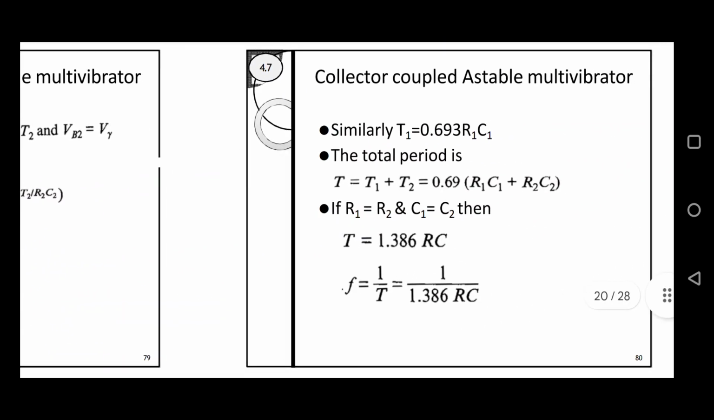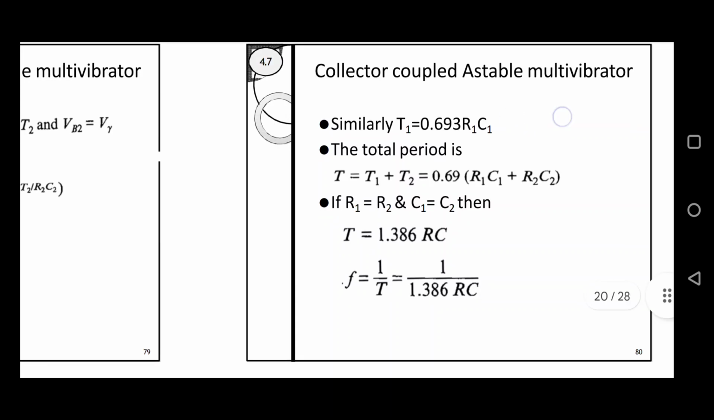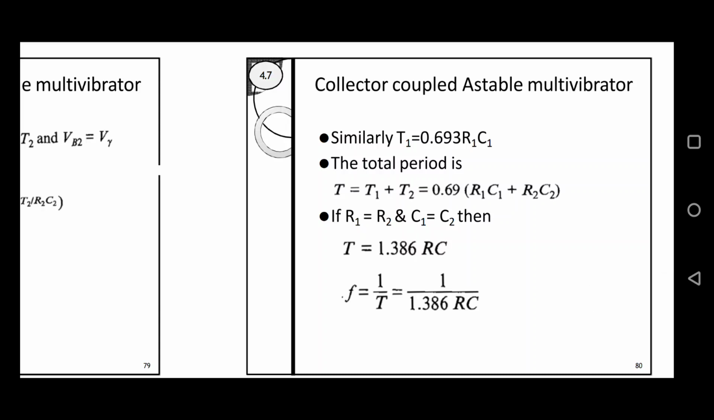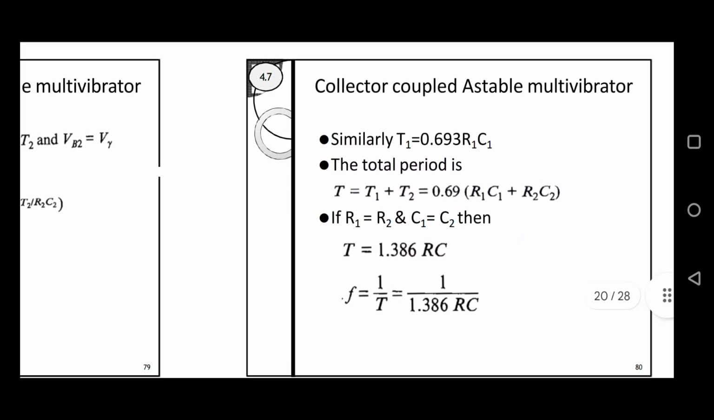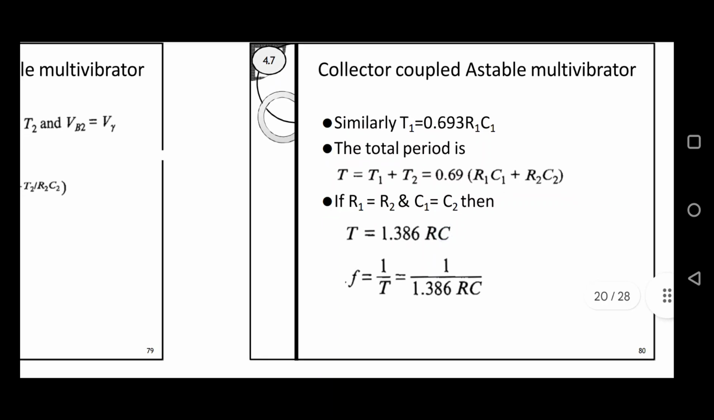Similarly, T1 equal to the same value, 0.693 R1 into C1. So the total period is T equal to T1 plus T2, that is 0.69 into (R1 C1 plus R2 C2). If R1 equal to R2 and C1 equal to C2, what will happen? T equal to 1.386 RC, because 0.69 into RC plus RC is 2 RC. So 2 into 0.69 gives 1.386 RC.